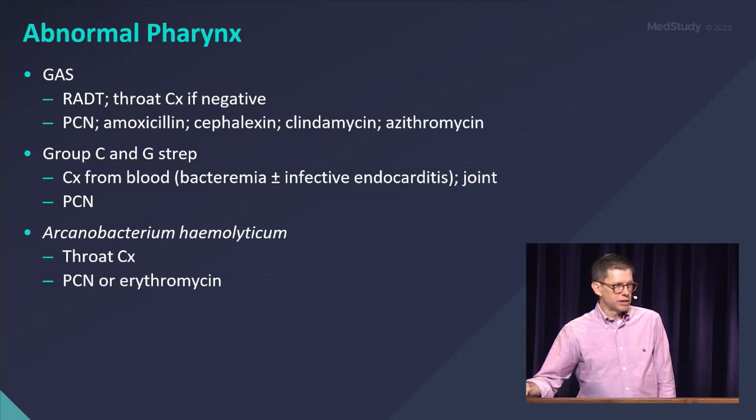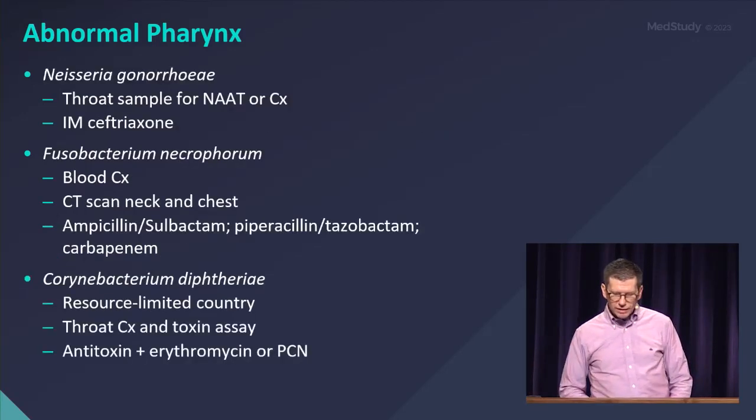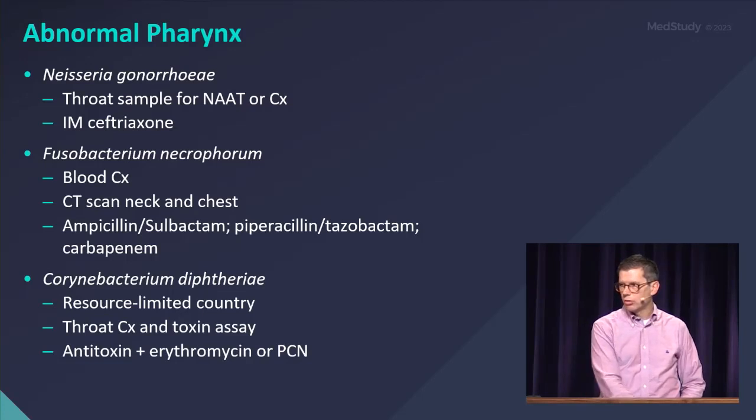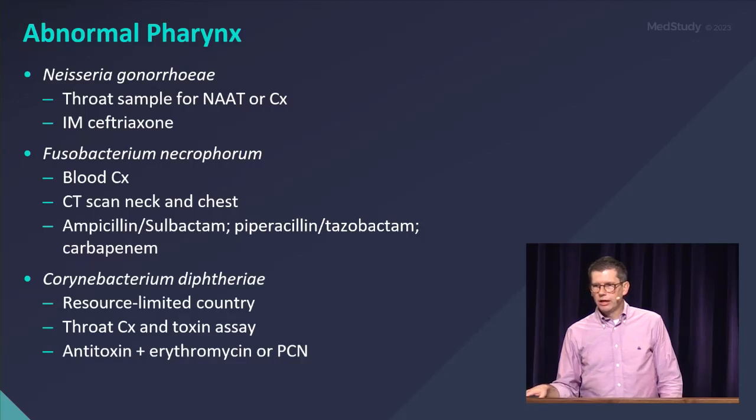Treatment for that is going to be penicillin. You isolate it from a blood culture. And then Arcanobacterium, we already talked about, you would also isolate from a throat culture. Neisseria, you could do a culture or do a nucleic acid amplification test for Neisseria and treat with ceftriaxone. Fusobacterium, again, which this kid had, we would use ampicillin-sulbactam or pip-tazo or a carbapenem initially. And then once you get ID susceptibility, sometimes you can go even down to just penicillin.